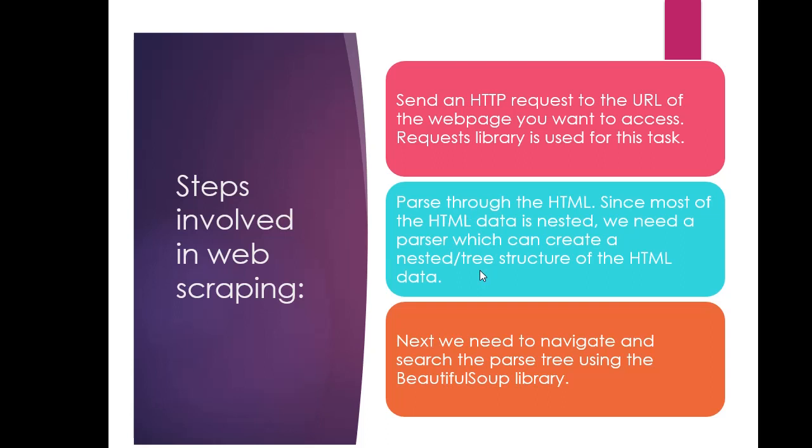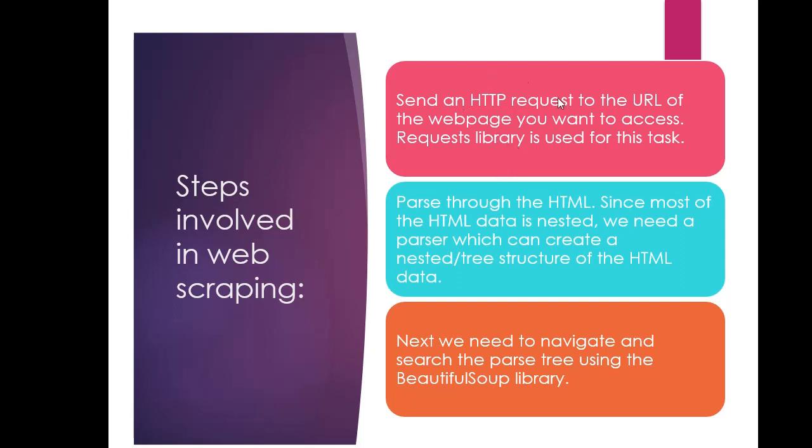Now there are three steps involved basically in web scraping. First is sending an HTTP request to the URL of the web page you want to access. Okay, we need to have the HTML of that particular website. So what we do is we send the HTTP request to that website and that server sends you back the HTML. Okay, request library is used for this task.